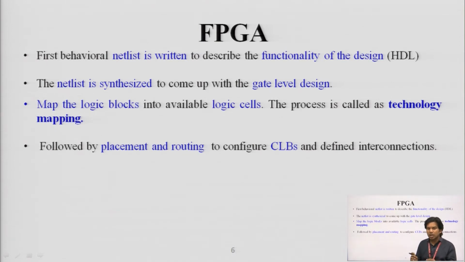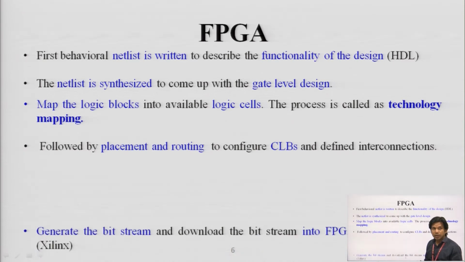Once the gate level design is done, we have to map these logic blocks into available logic cells. We have different logic cells in the FPGA, and this mapping of logic blocks into the available logic cells is called technology mapping. Clear. After technology mapping, the next step is proper placement and interconnect to configure the CLBs, the configurable logic blocks, and we have to define particular interconnections between the CLBs with the help of programmable interconnect.